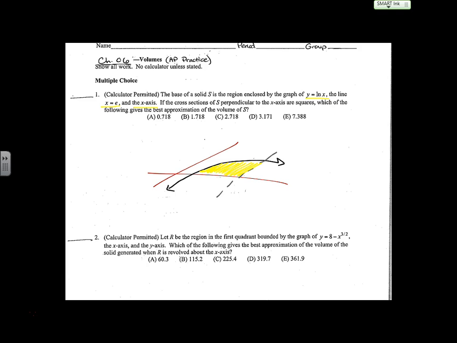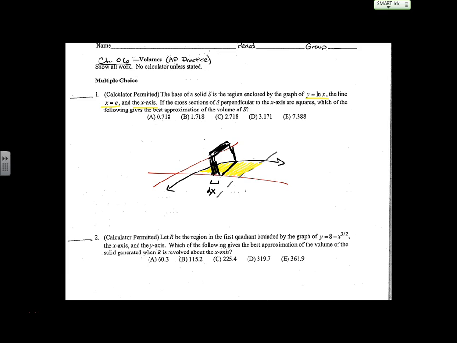Cross sections perpendicular to the x-axis. Hopefully you thought of slice it top minus bottom. Coming up in a square, whether or not you can draw pretty or ugly like me. So we should be able to get, is that a dx or a dy? Yes. That thickness is horizontal. We have a dx.